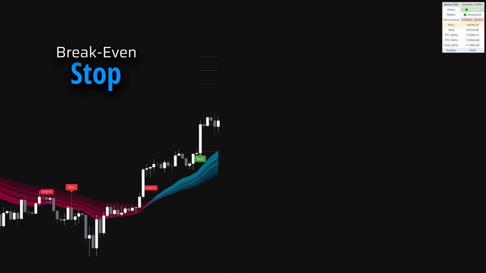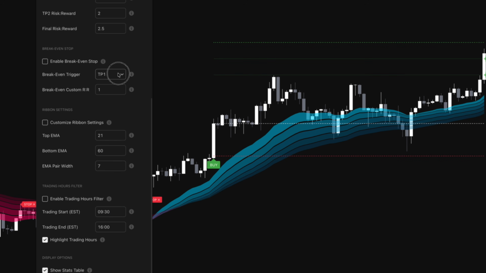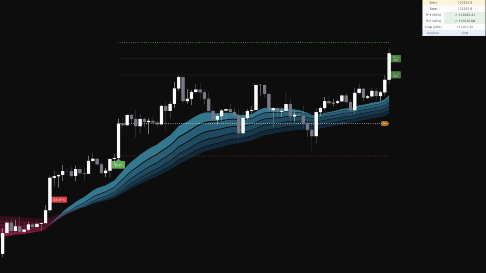Once a trade moves in your favor, the break-even feature, if enabled, automatically moves your stop to entry price. No more watching a winning trade turn into a loss. 3 trigger options. Move to break even when TP1 hits, move when TP2 hits, or set a custom R multiple. Maybe you want break even at 1 R before any partial takes. When the stop moves, a BE label appears on the chart at your entry level. From that point, the worst case is a scratch trade, not a loss.